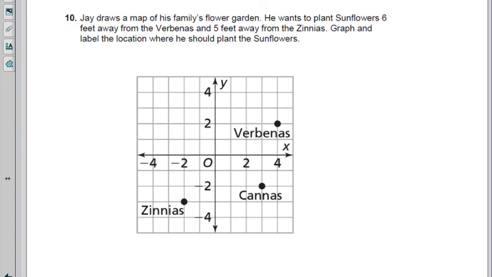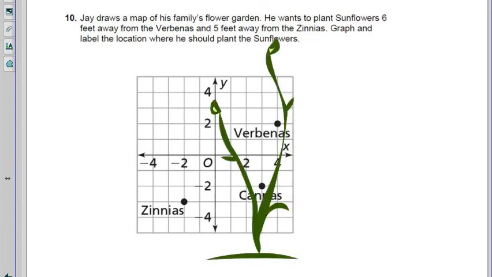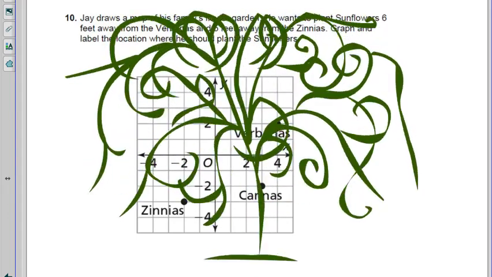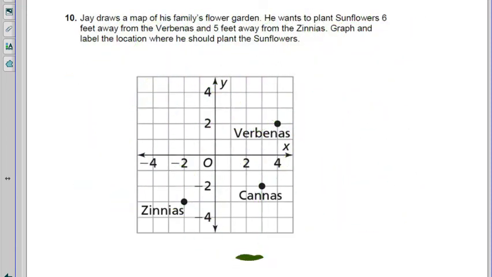All right, the last problem. Che is drawing a map of his family flower garden. He wants to plant sunflowers because they make everybody happy, 6 feet away from the verbenas and 5 feet from the zinnias. And we have this graph here where all the zinnias and verbenas and cannas are. So I'm just going to kind of play it by ear here. I'm just going to check it out. So I need to be 6 feet away from the verbenas. Verbenas, I don't know, any florists out there?